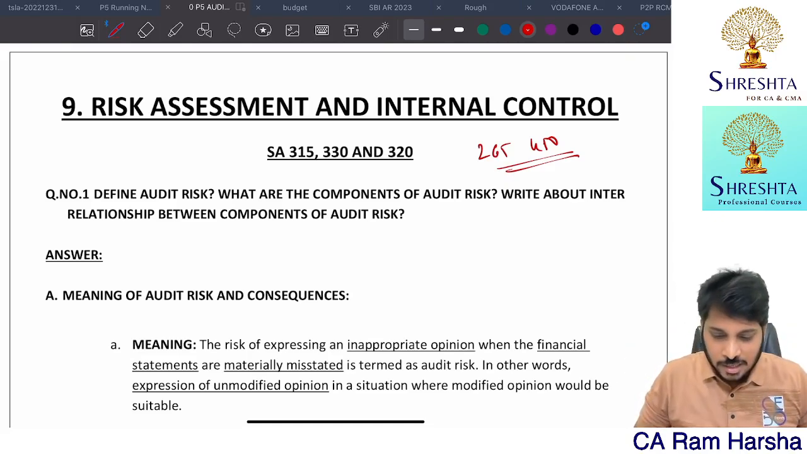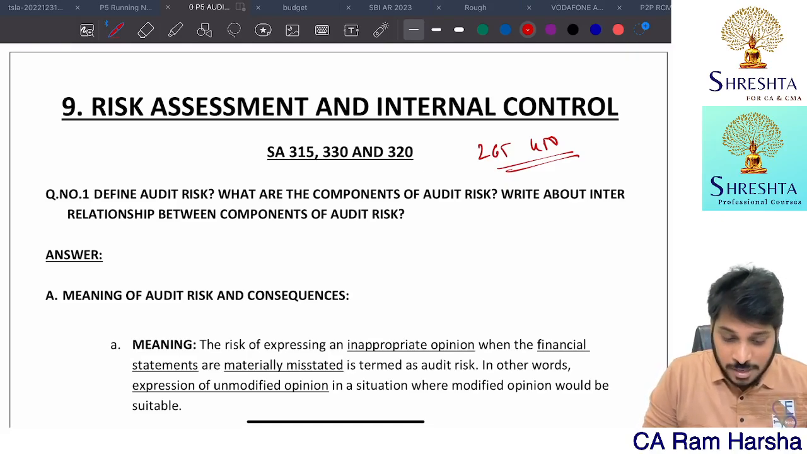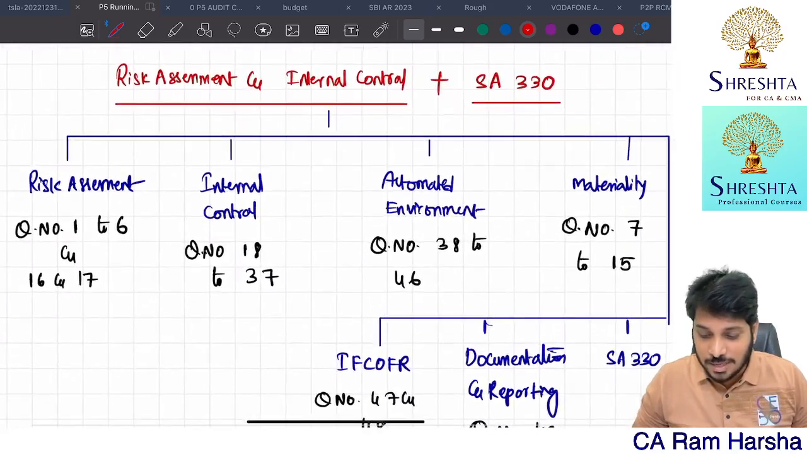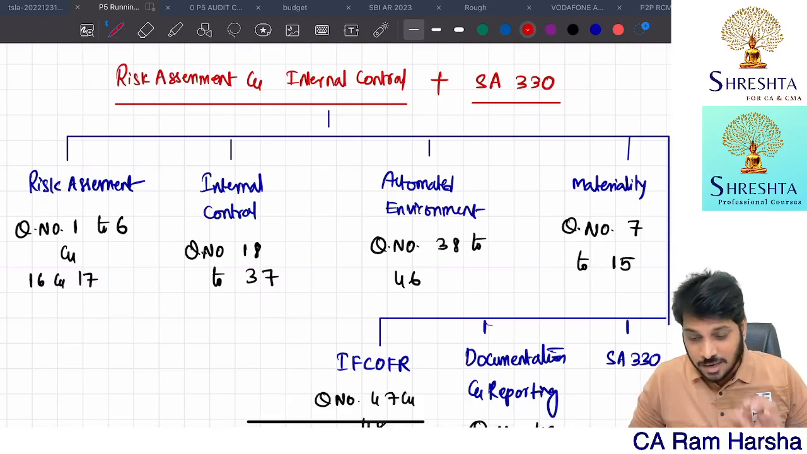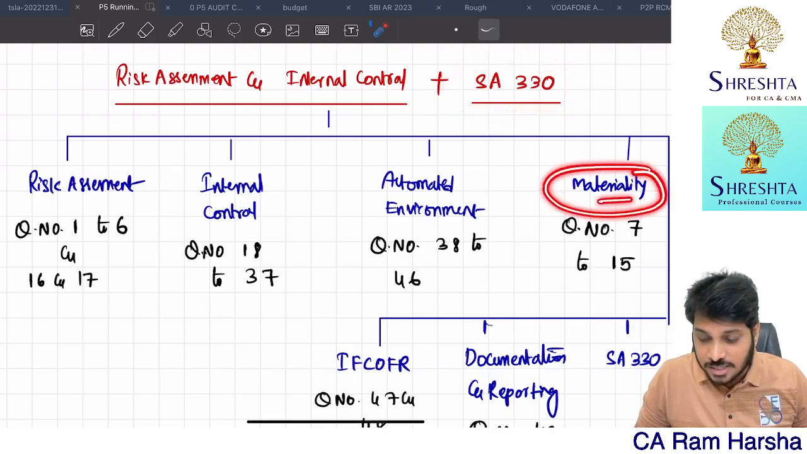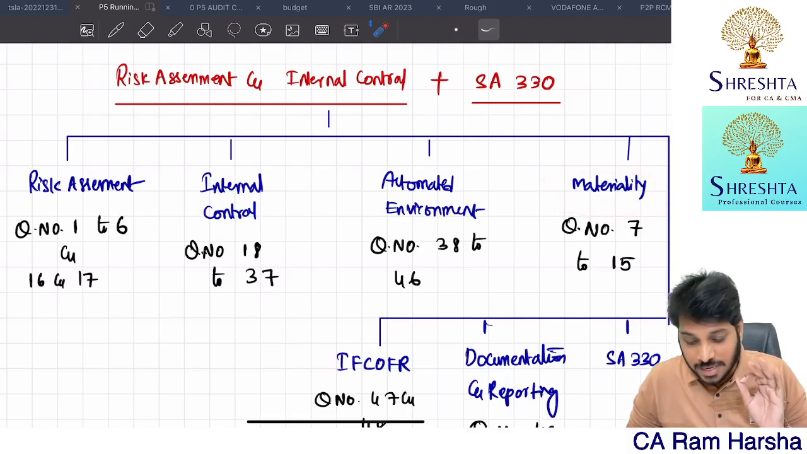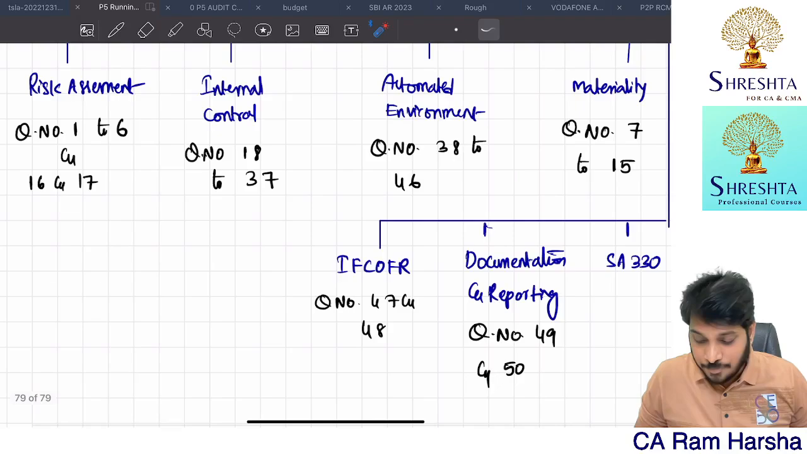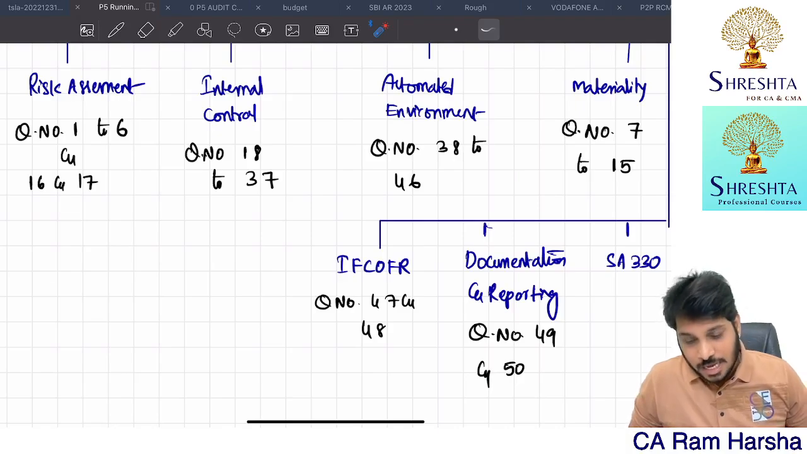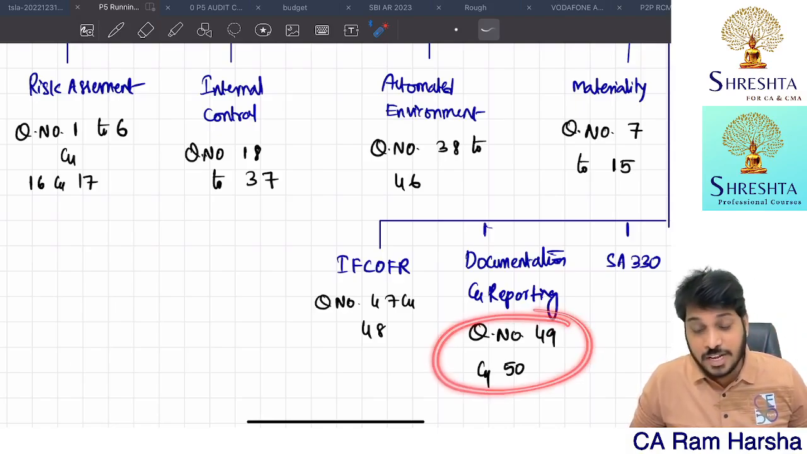Getting it? If you look at the breakup of this chapter, we are typically discussing risk assessment and internal control, and another standard we are discussing is 330. Another standard is 320, which is talking about materiality. The total number of questions in this chapter is 50. In our material, the number of pages is close to 70 pages, only the theory part. We are having 50 questions.